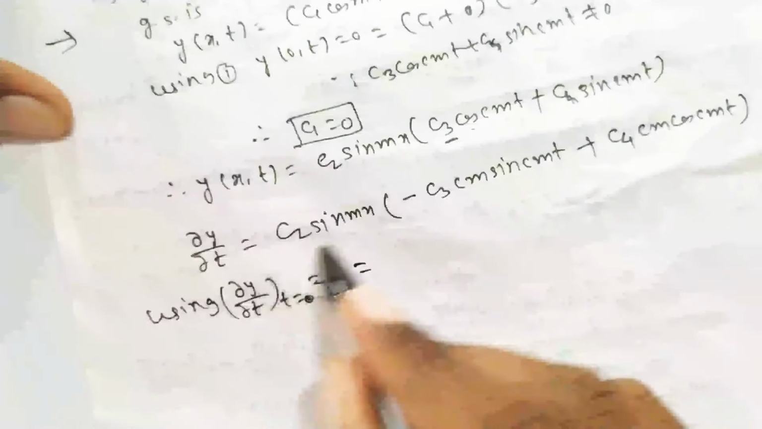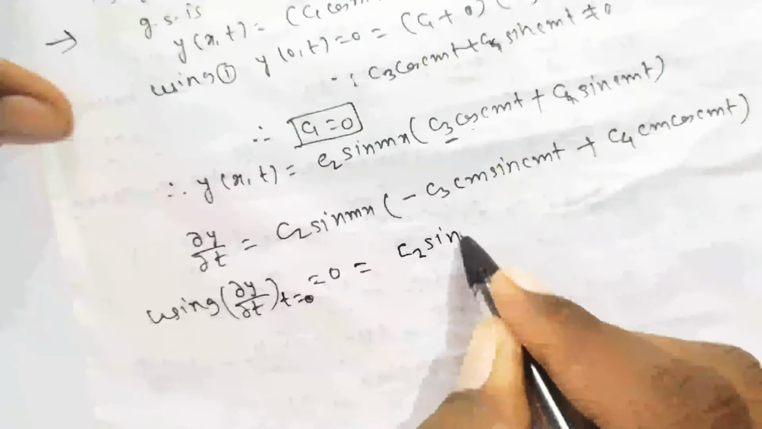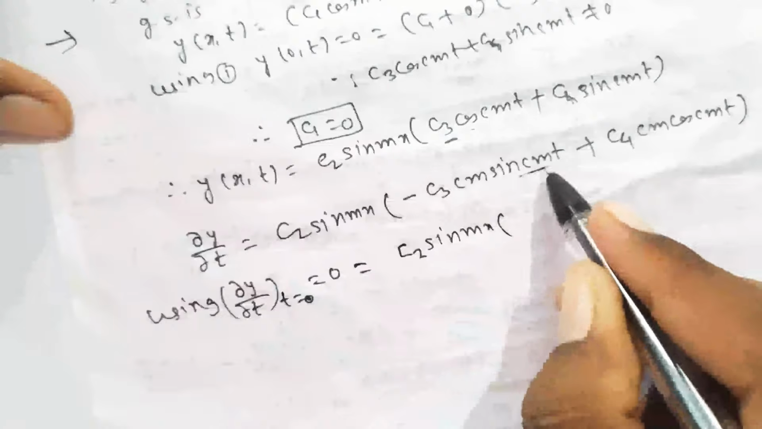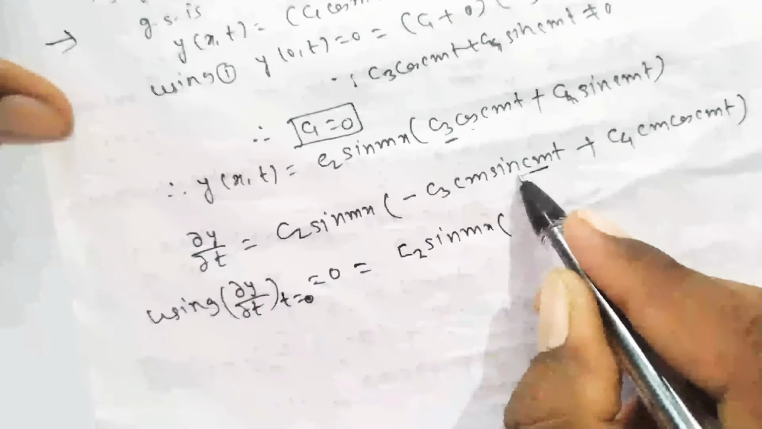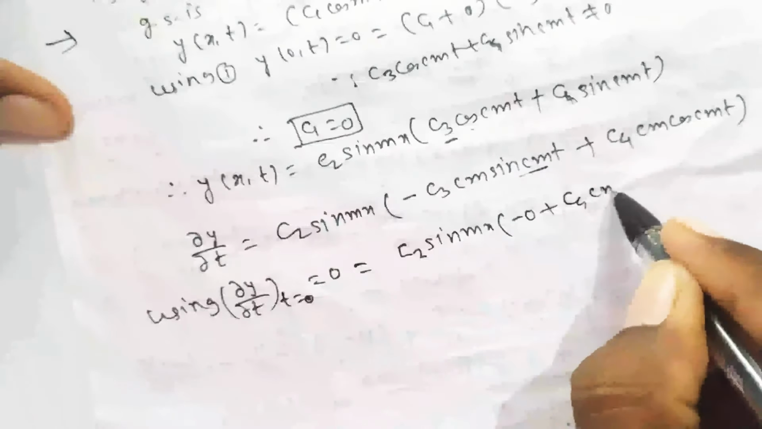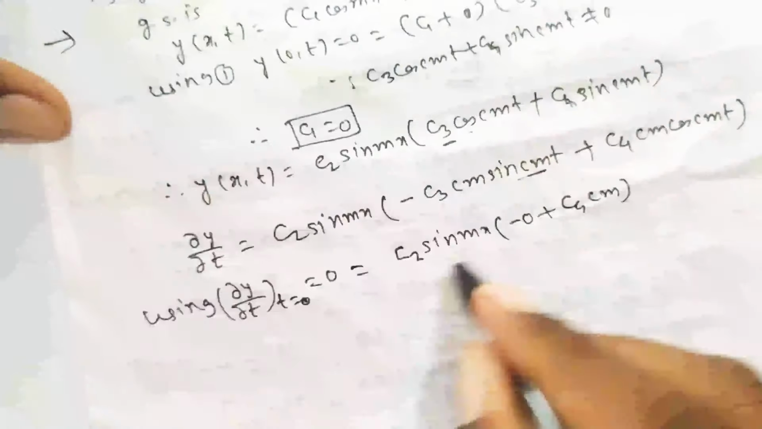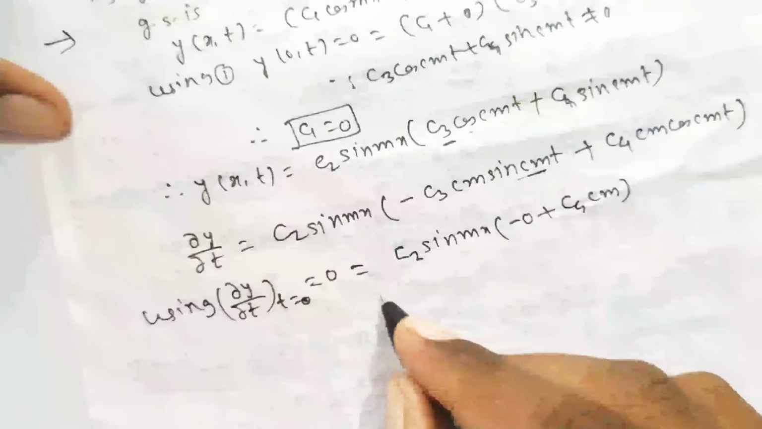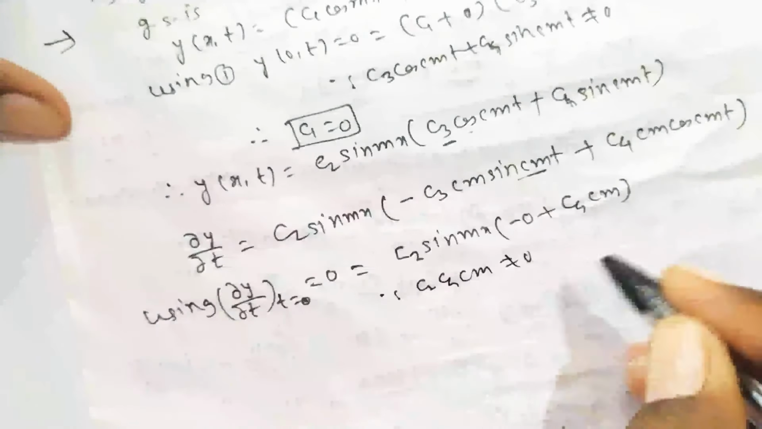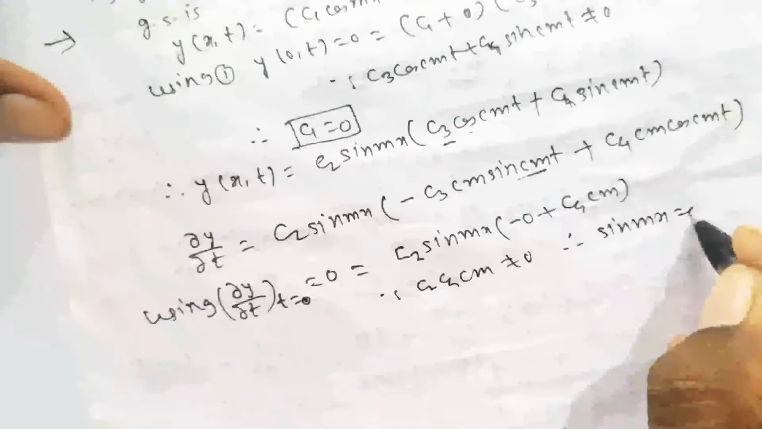Means in ∂y/∂t, if you put t equal to 0, then we will get c2 sin mx into this is 0, because sin 0 is 0, so this is 0 plus c4 into cm into cos 0. Cos 0 is 1. So if we multiply this c4 cm here, then we will get c2 c4 cm is not equal to 0, and therefore sin mx equal to 0.